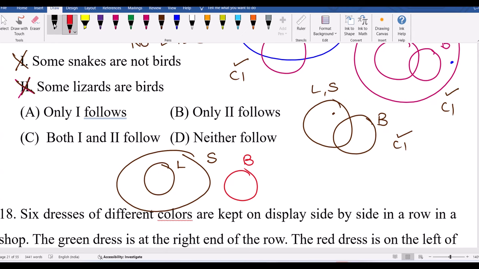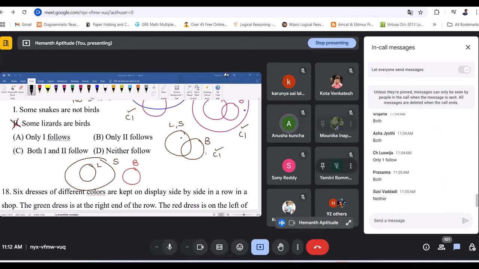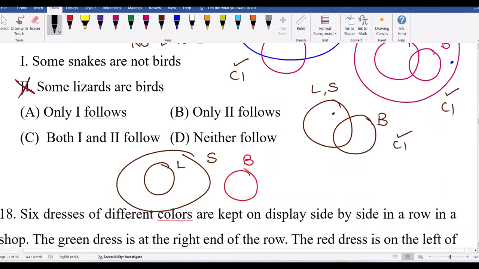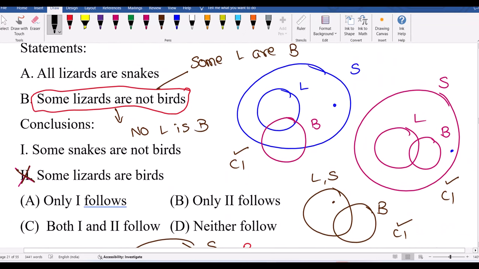Somebody is unmuting, trying to, but first we'll focus on the second one. I hope you got the clarity here. The second one failed. It's not that some lizards are birds. Some lizards are not birds means it can result in some lizards are birds or no lizard is a bird. Second one gone.